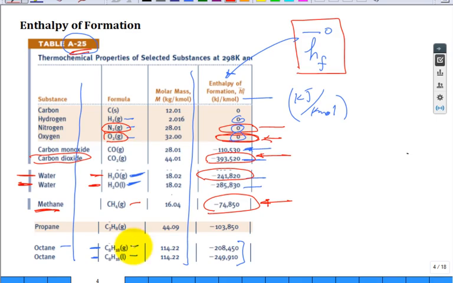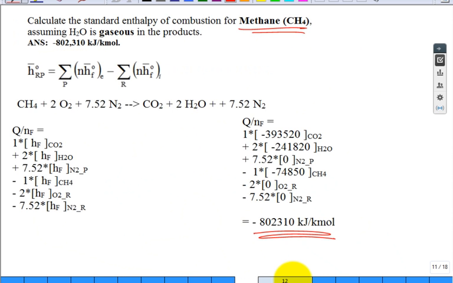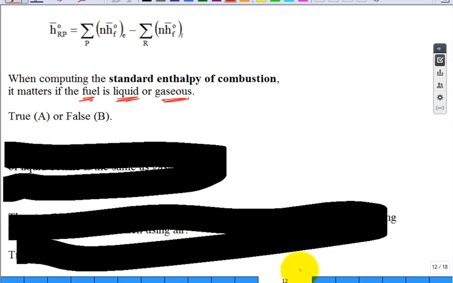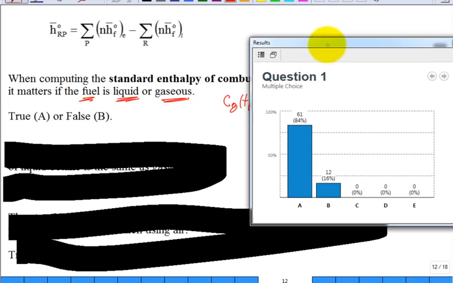But we talked about octane. Last time I filled up my car, I poured liquid octane, or liquid gasoline, into my car. Now it'll evaporate, I know, but it could be liquid or gaseous at that condition, and you get a different enthalpy of formation depending on the condition of the fuel. For methane it really doesn't make any sense, but for others, like C8H18, it does make a difference. So let's go ahead and grade this. It matters if the fuel is liquid or gaseous. It sure does.